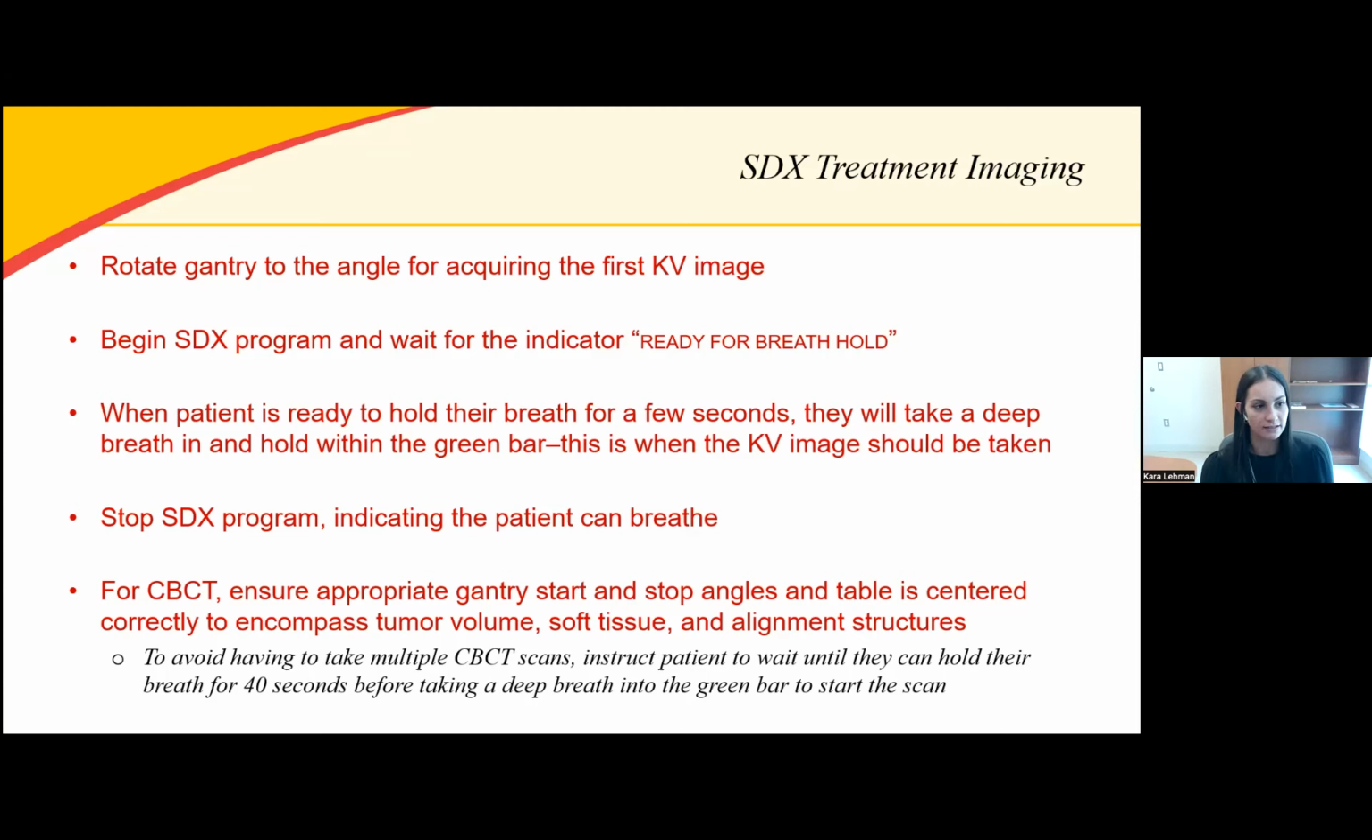So you'll begin the SDX program and wait for the indicator that says ready for breath hold. And when it says that, you can go ahead and turn on your green bar or your green circle. And when the patient is ready to hold their breath for a few seconds, so take a deep breath in and hold within the appropriate margin, this is when you can take your KV.